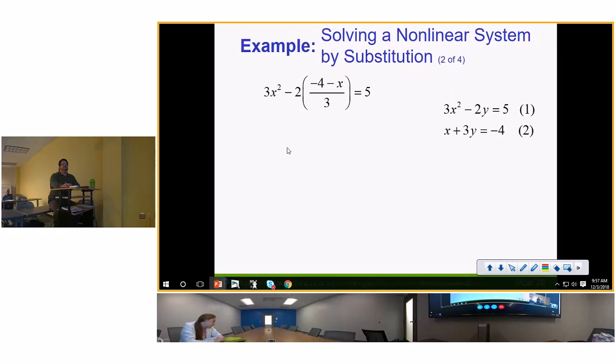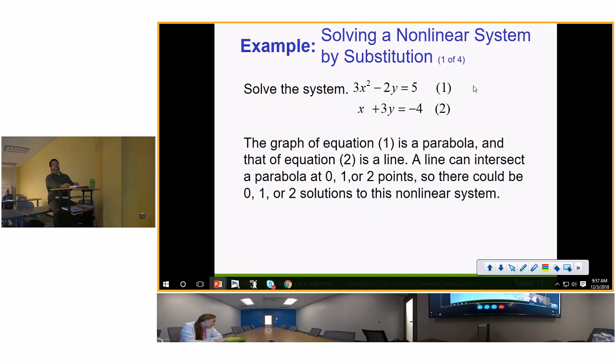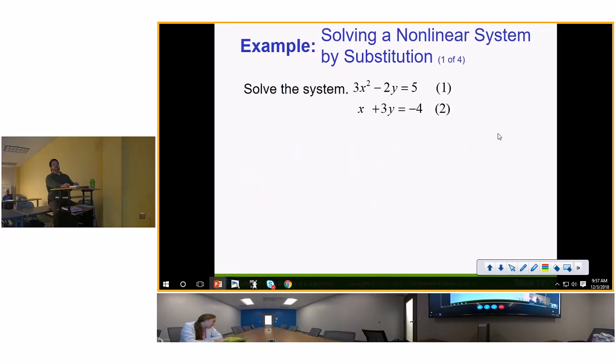There's substitution. All right, substitution. What do you do with substitution? This is the third method. There's 3 methods of solving systems of equations. 1, graphing. 2, elimination. 3, substitution.